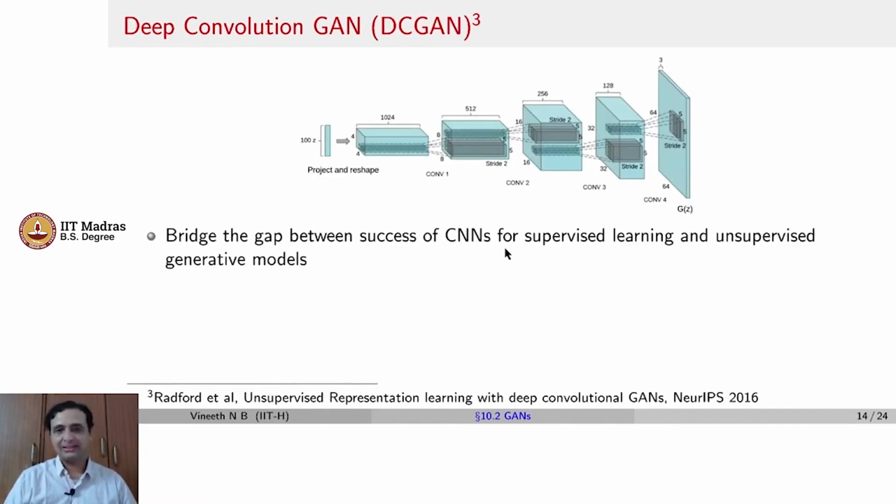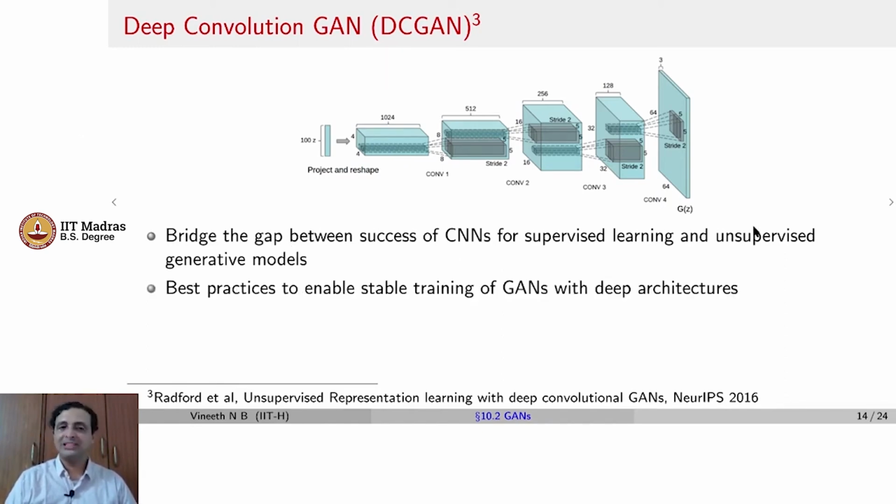So that's about GANs. A follow-up architecture that was developed in 2016 by Radford et al. was called the Deep Convolution GAN, or the DC GAN. And DC GAN was a landmark achievement in improvements over GANs because it came up with a few different ways of improving the generation quality of images using GANs. The main idea of DC GAN was to bridge the gap between the success of CNNs for supervised learning and unsupervised generative models. It brings best practices of training CNNs to train GANs with deep architectures.